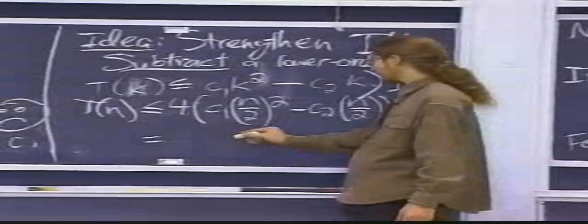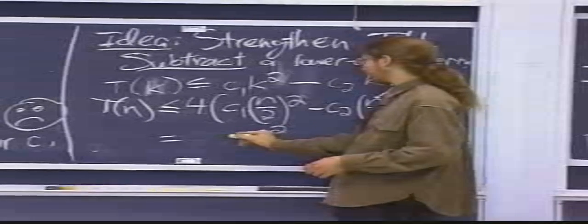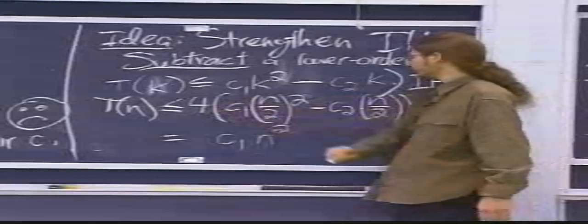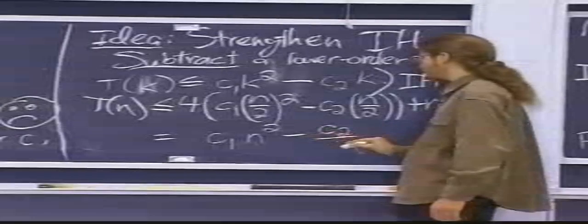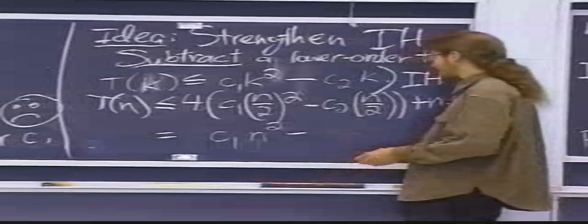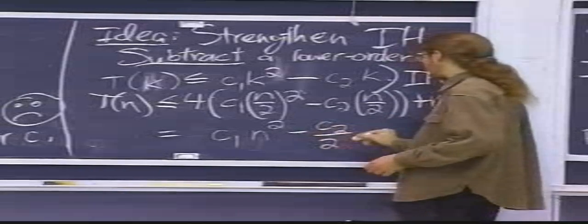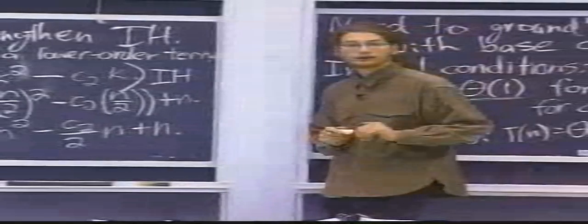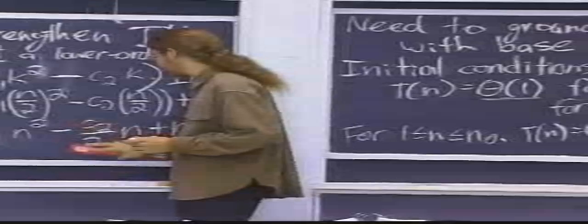It's something times n squared. I guess just C1. All right, 4's cancel. Minus C2. Sorry, this is also multiplied by 4. So we have C2 over 2 times n plus n. OK? Did I make a mistake? 2C2. Whew. Good.